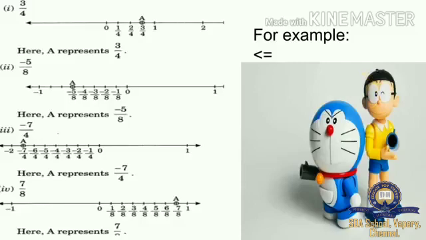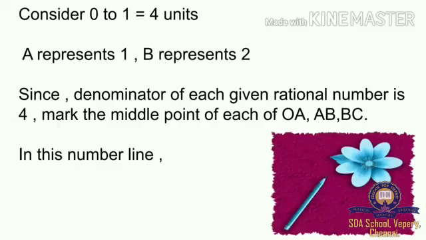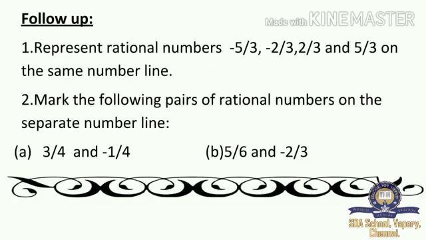Since the denominator of each given rational number is 4, mark the middle point of each of OA, AB, BC, like this, on the same number line. Here is your follow-up work.